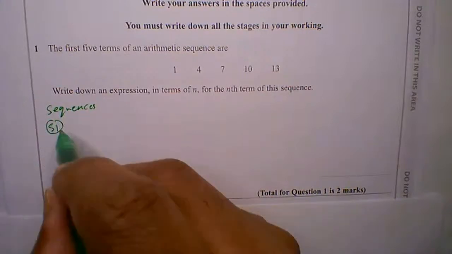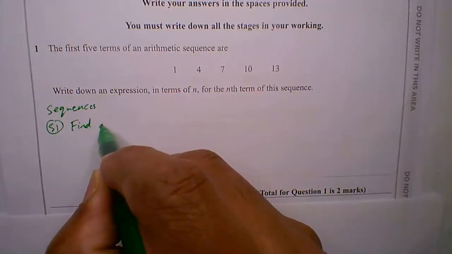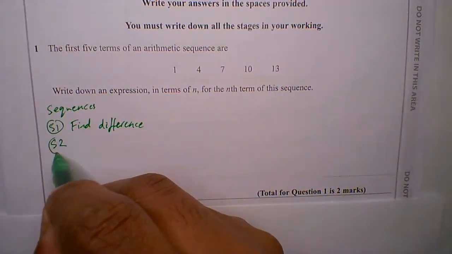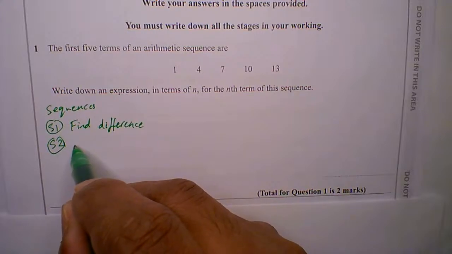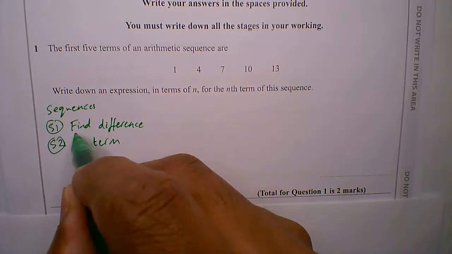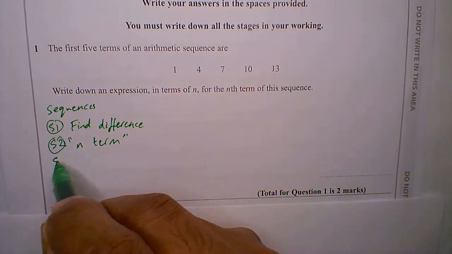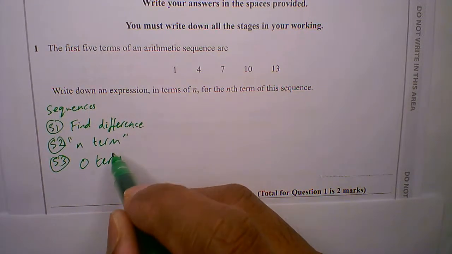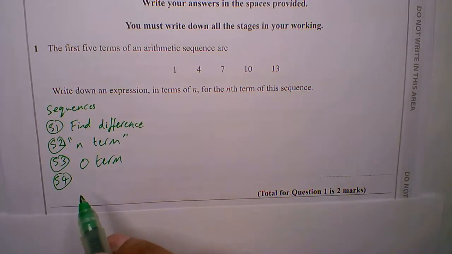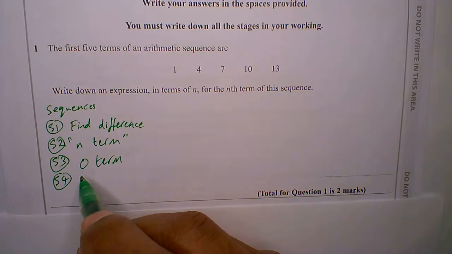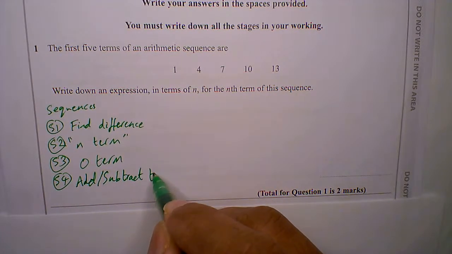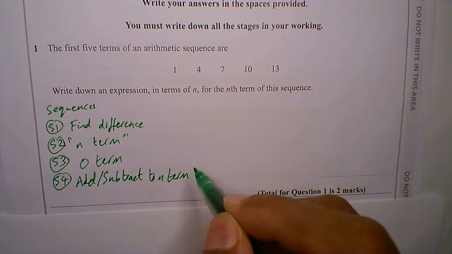Step 1, we find the difference. Step 2 is that is our nth term. Then step 3 is we find our 0 term. And then step 4 is we add that to our n term. It could be add or subtract. So let's look at this.